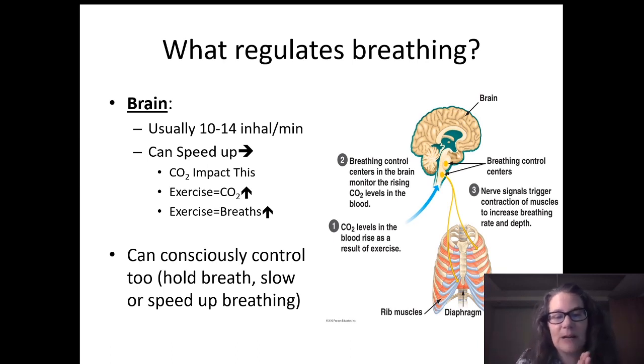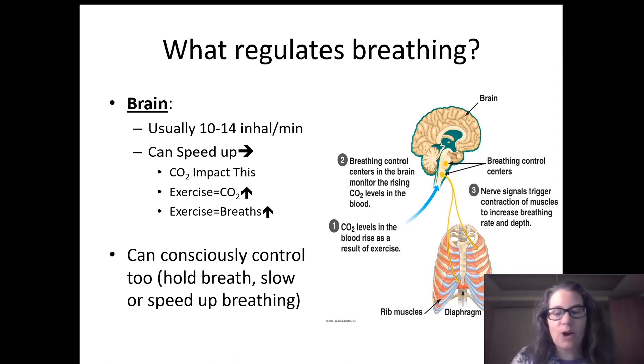Normally at rest, you're at about 10 to 14 inhalations per minute, but your brain is always receiving information. In the case of breathing, it's receiving information from the carotid artery area, up to the brain, about carbon dioxide and how much carbon dioxide is in and around your bloodstream.